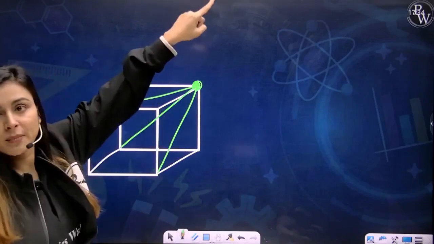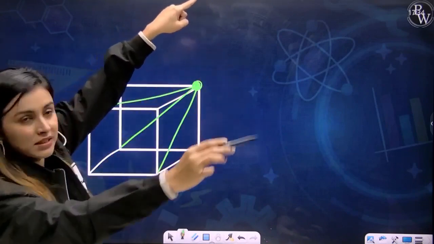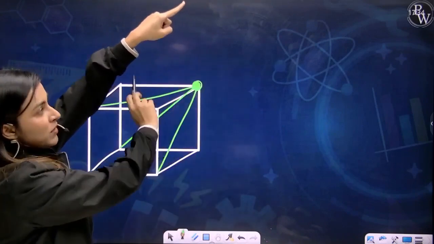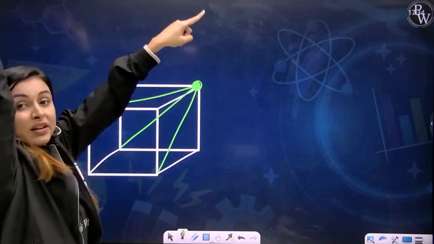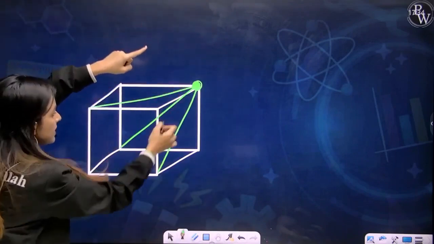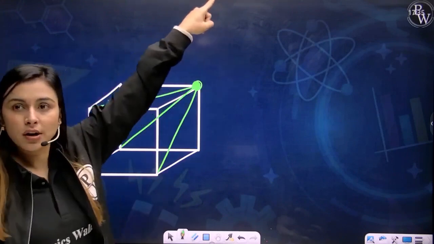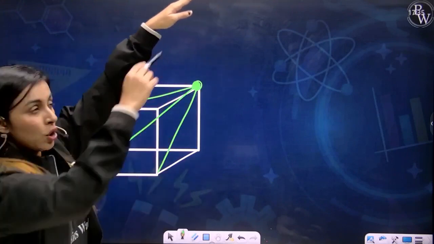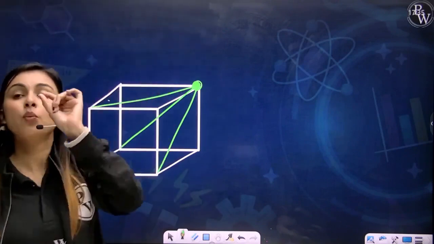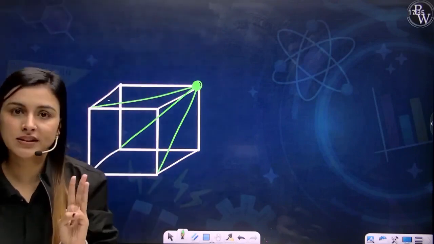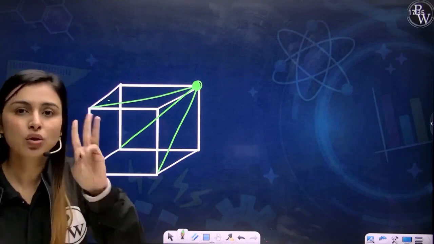So you have to imagine this face, and you have to imagine the upper face. So this line and the backward line. Consider a corner. See one face, two faces and three faces. One corner is connected to 3 faces. One corner is connected to 3 faces.